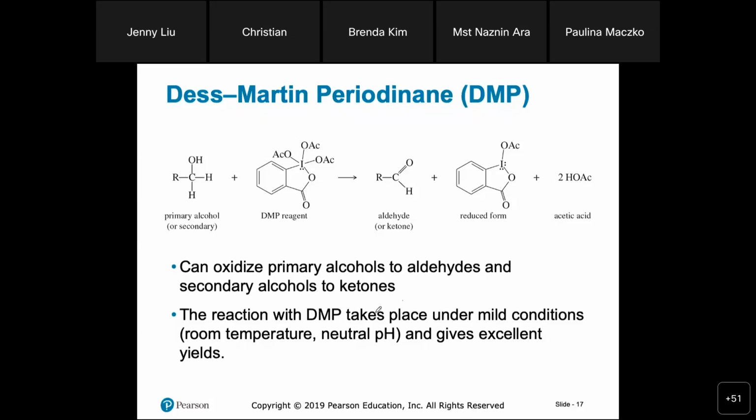And the DMP oxidation takes place under these conditions, room temperature and neutral pH, because sometimes acidic and basic pH interfere with the reaction, that's why. And this is the DMP reagent. So you can see how it helps here to form the aldehyde, and how the reduced form of the reagent comes as a byproduct along with acetic acid.